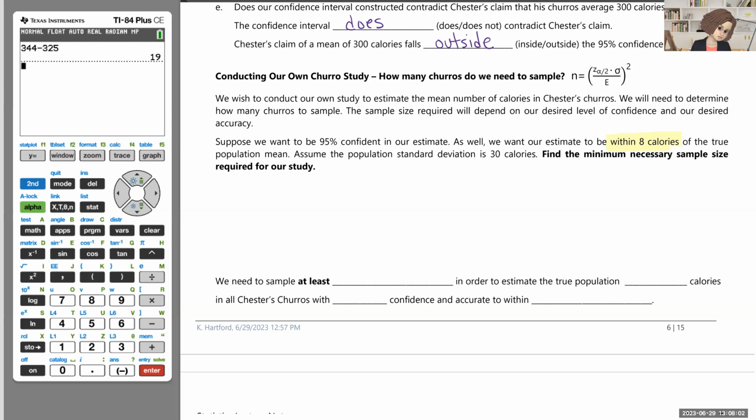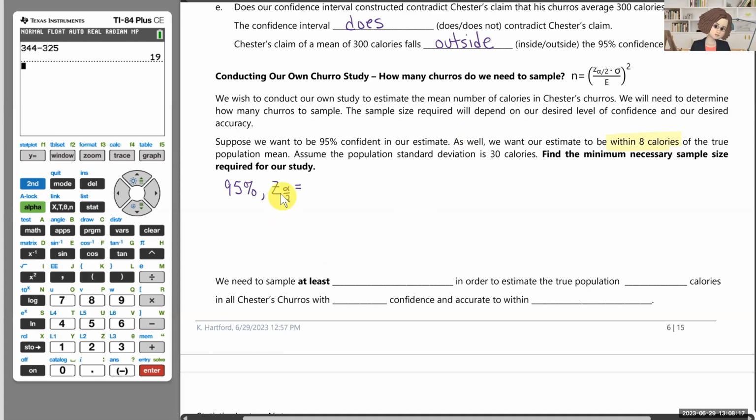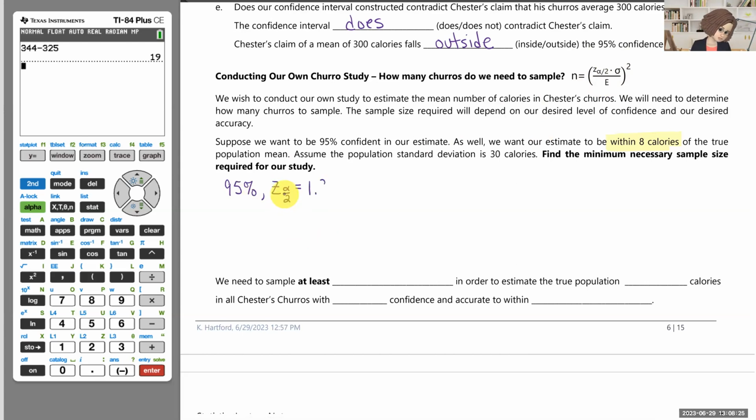All right, so let me just start with writing some of the given information here. So our confidence level, 95%. And we're going to need the critical value, Z alpha over 2, corresponding to a 95% confidence interval. So we're headed towards this formula. For 95% confidence, that Z-score is 1.96.